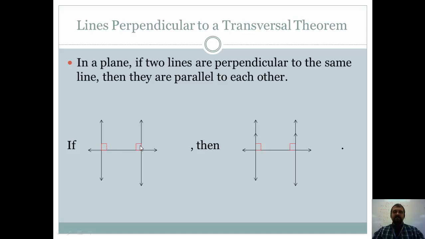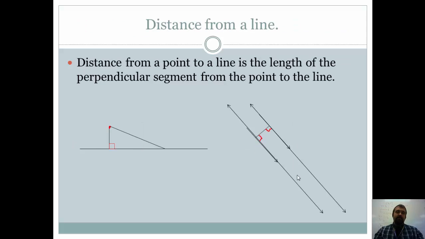90 plus 90 is 180. So I have consecutive interior angles being supplementary. It forces these 2 outside lines to become parallel. Yes, if you have 2 lines being perpendicular to the same line, they are parallel to each other. I'll say that again. If 2 lines are perpendicular to the same line, then they are parallel to each other. You need to know it. It makes sense too. You can prove this one also as a theorem.